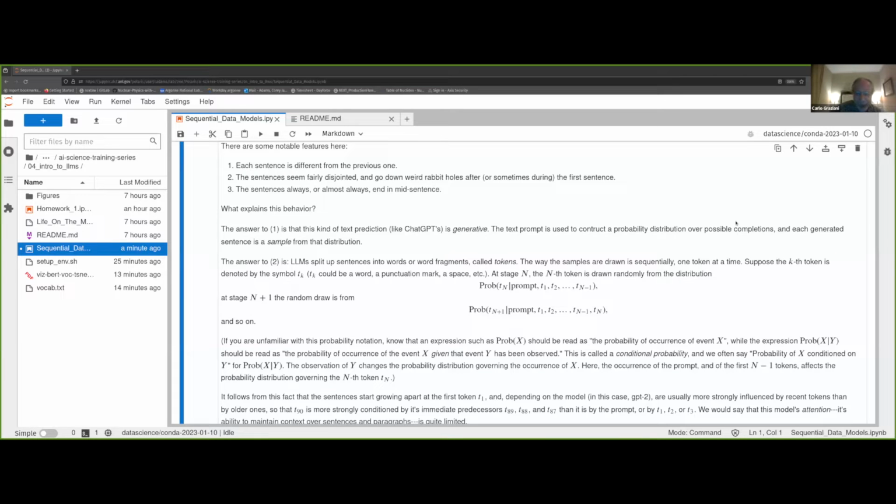And generative is AI language for randomly sampled from an appropriately learned distribution. Okay, the text prompt is basically seeds that distribution in a sense, and the distribution is over possible completions of the sentence. So each sentence is going to be a random sample from that distribution, and that explains why they're all different. Okay, but why do they ramble like this?